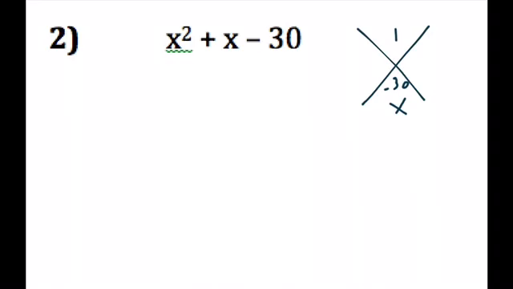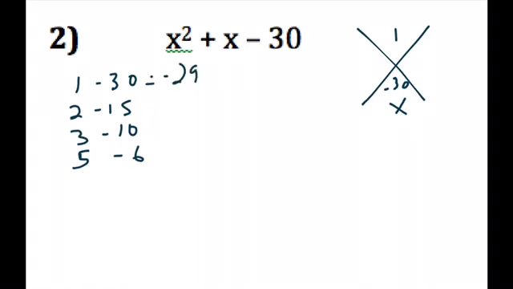So I want to look at all my options here for factors of negative 30 when I multiply them. I've got 1 and negative 30, 2 and negative 15, 3 and negative 10, and 5 and negative 6. Now if I multiply all these together, they're going to equal negative 30. But do any of these added together equal positive 1? Well, 1 minus 30 equals a negative 29. 2 minus 15 is a negative 13. The next one's negative 7. And this one's a negative 1.